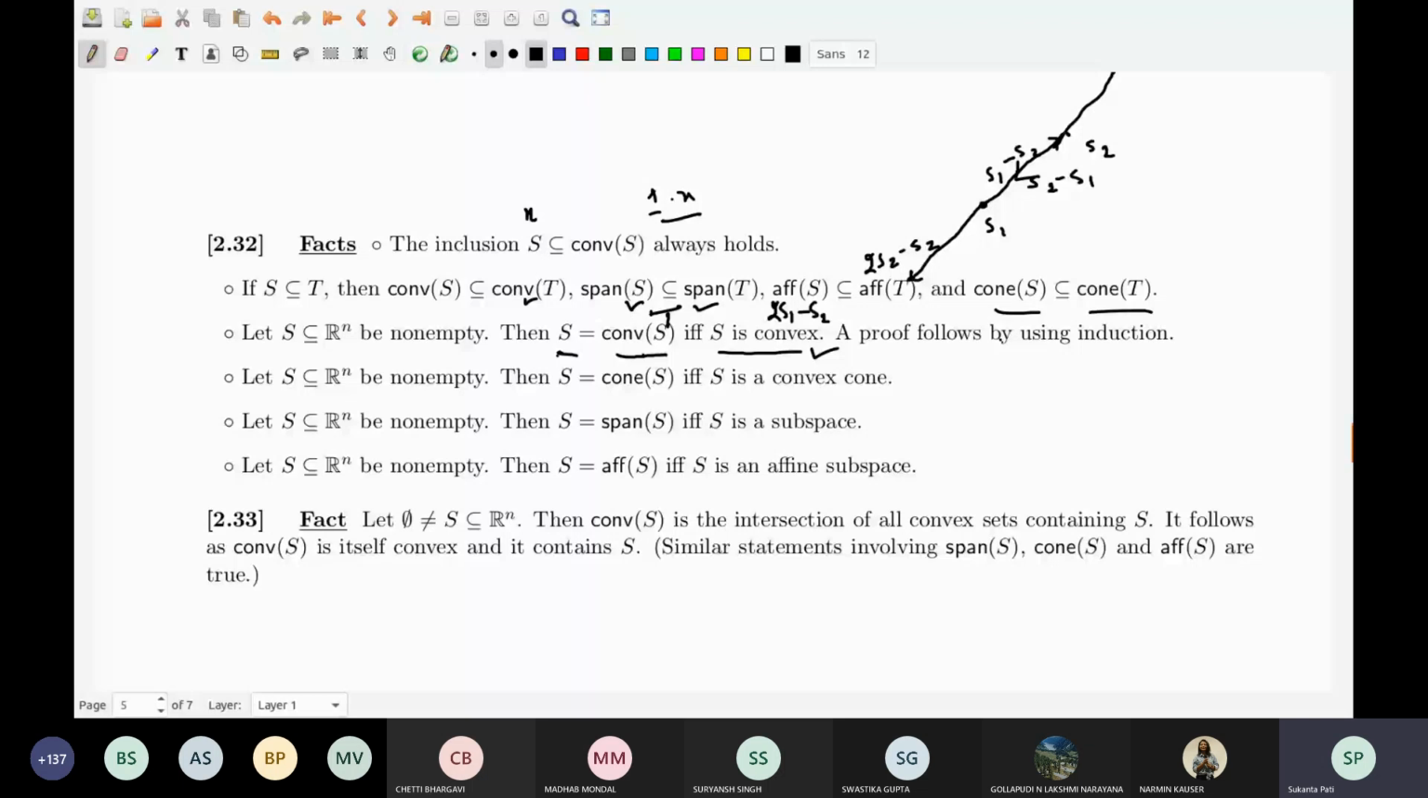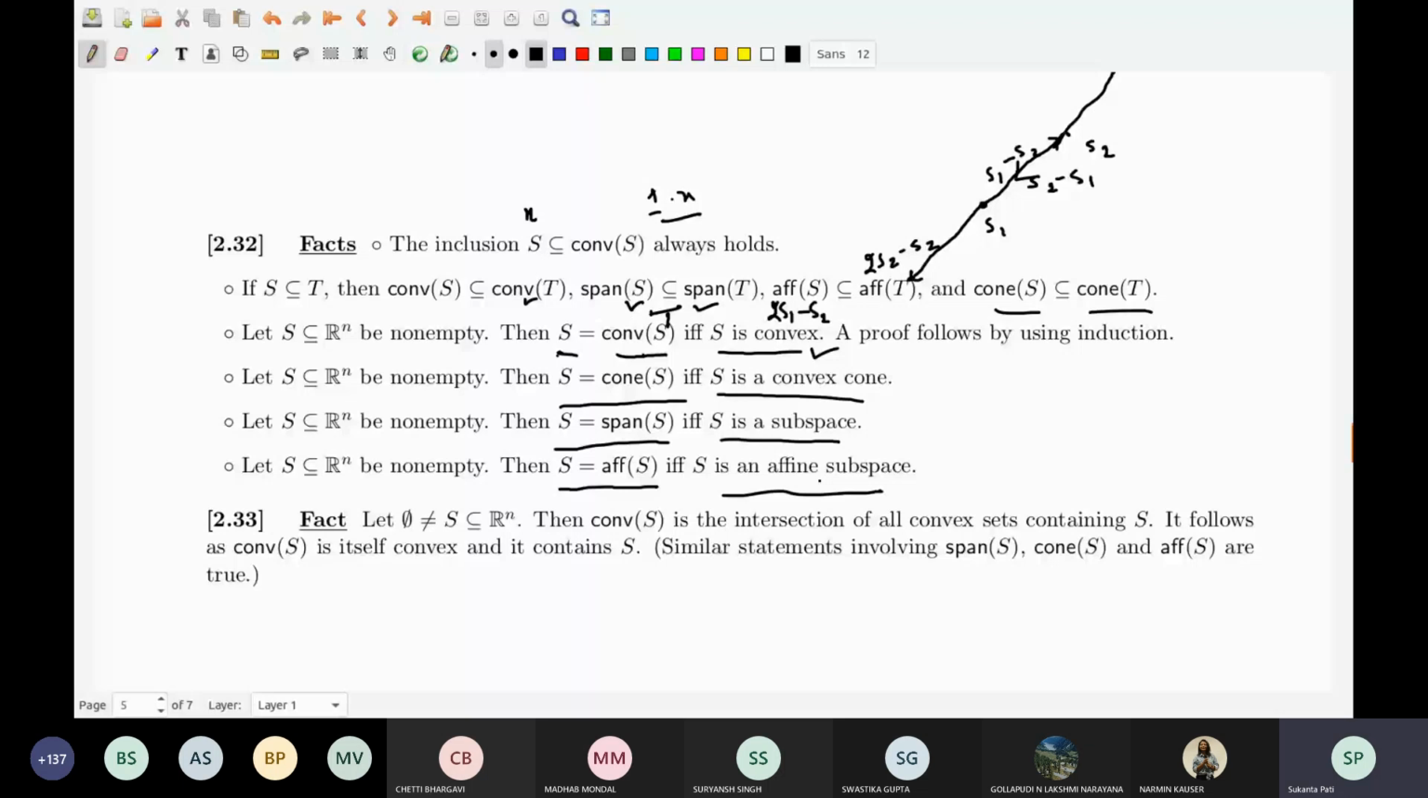Okay. In a similar way, S is equal to the cone of S if and only if S is a convex cone, the cone generated by S. This part is from linear algebra. S is equal to the span of S if and only if S is a subspace. And S is equal to the affine space of S if and only if S is an affine subspace. They are all very trivial, but you have to think about them calmly for 2-3 minutes and you'll get it. These are all easy things.